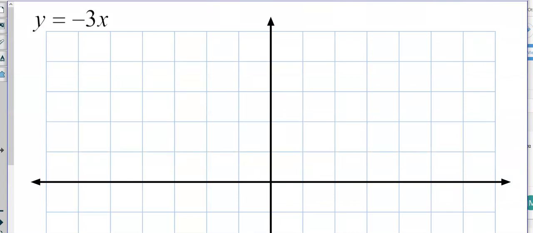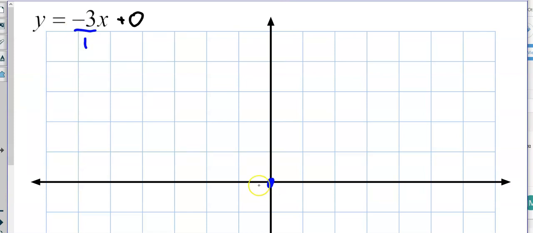This one doesn't seem to have, I'm going to put +0 just to see. You see, it doesn't really seem to have a b value there, it was just empty. So 0 is the y-intercept. The slope is -3. You might want to think about this as -3 over 1.